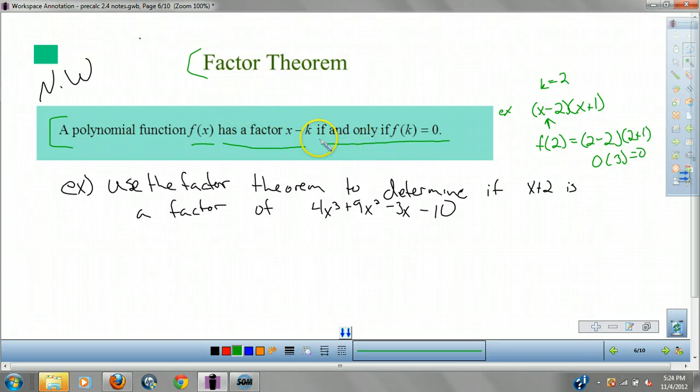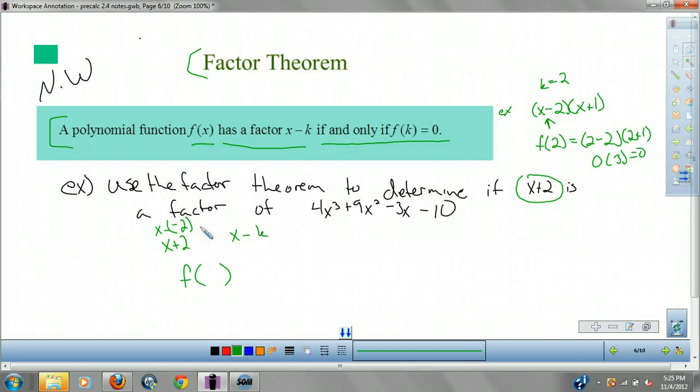So here's where we're going next. They're asking, is x plus 2 a factor of this? Now remember, that means we're going to plug in our f of k. Now for this problem, what's our k equal to? Well, x plus 2 is not in the x minus k form, so I have to think about it this way. That's the same thing as x minus negative 2, right? So my k is negative 2.